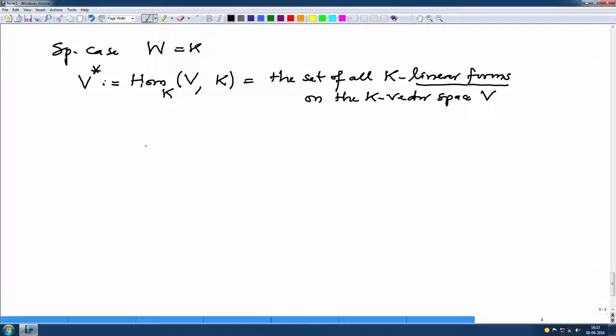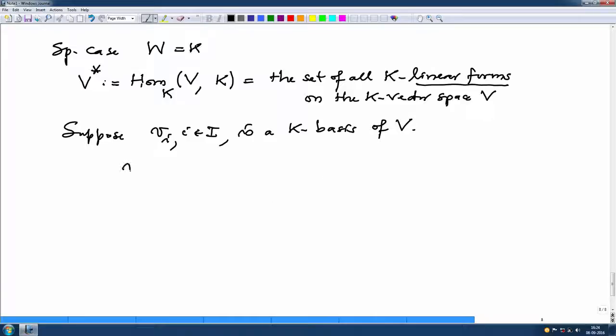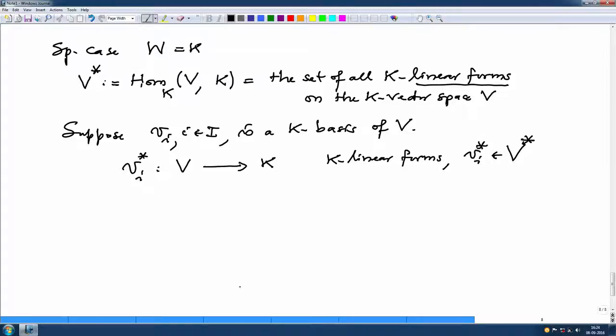Okay. Remember that we have already proved every vector space has a basis. So, suppose Vi, i in I, is a k basis of V, then we have defined coordinate functions Vi stars. They are functions from V to k, and they are also k linear maps, k linear forms actually, because the values are in a field. So, that means Vi stars are actually elements of V star for every i.